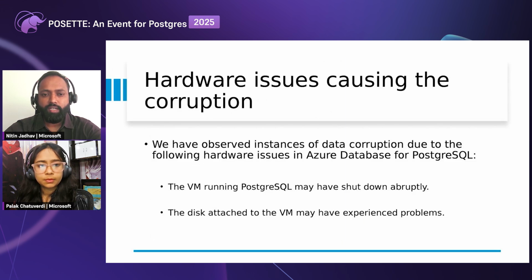Next, let's understand what kind of hardware failures can cause this. We have seen cases where the VM running PostgreSQL went down abruptly. The reason for the VM going down can be many, but such cases are common in managed databases. And we have also seen some disk failures that cause this kind of error.